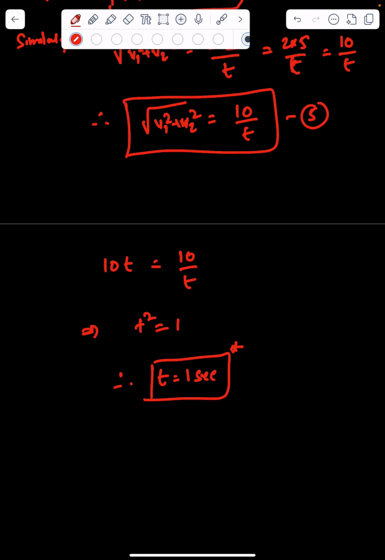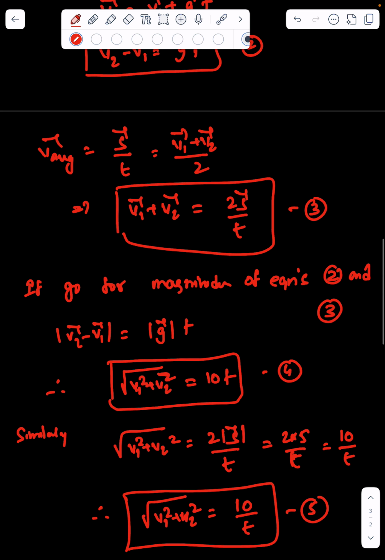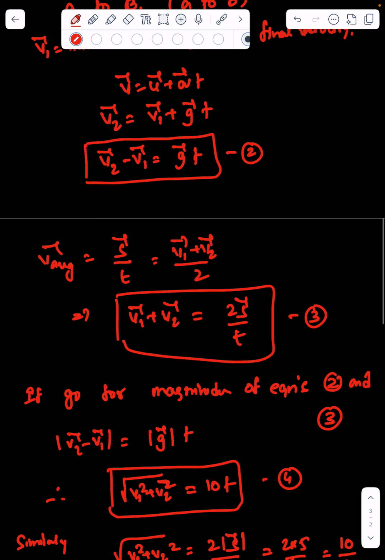We can have other methods for this problem also, by taking g into components. But this is the simplest method we can use, where we use basic equations of motion, which we were already aware of, and the properties of a body having uniformly accelerated motion.